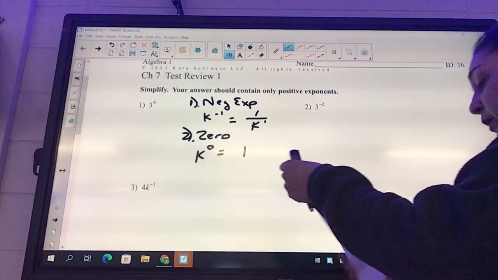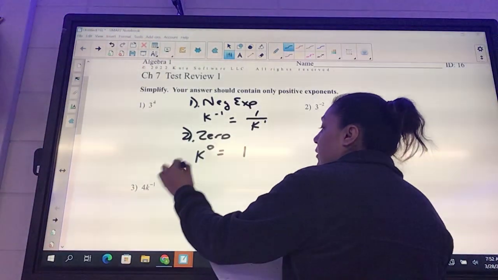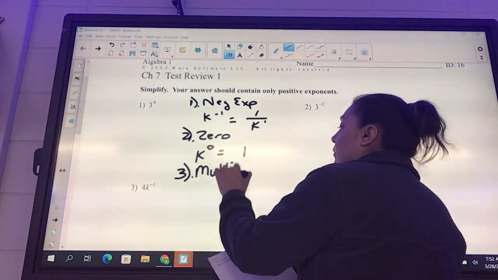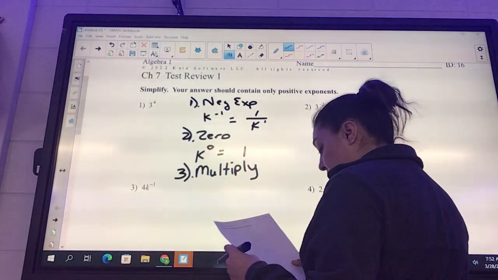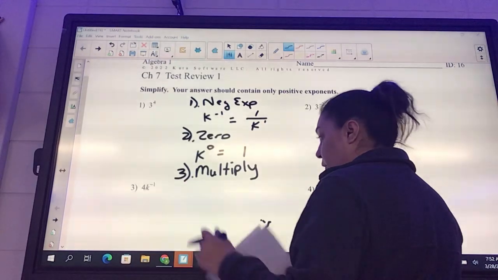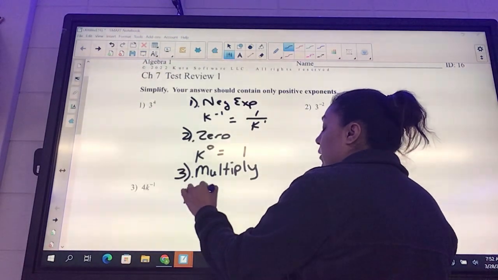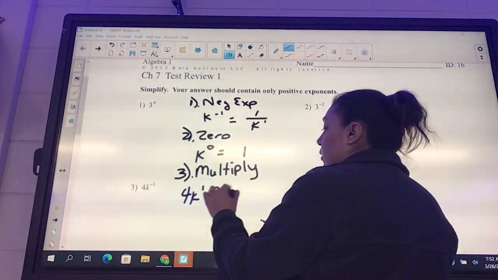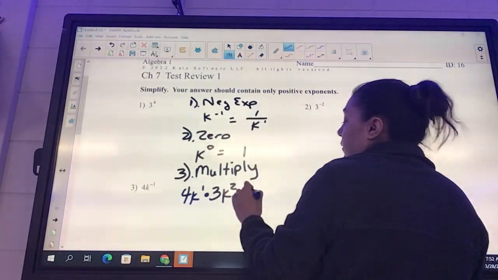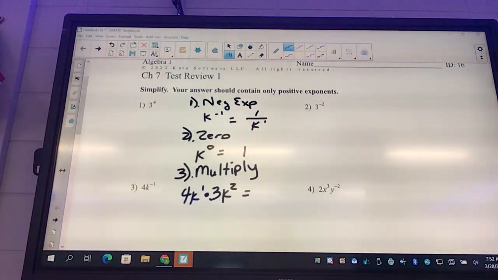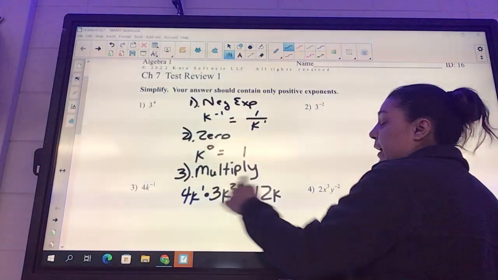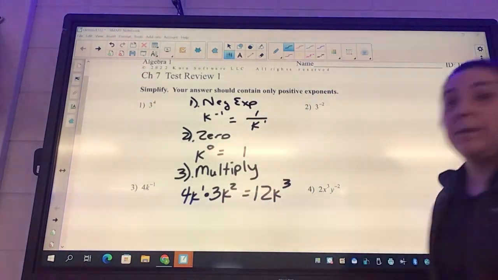What about multiplication? Multiplication is something like this. What do you do with the big ones? You're going to multiply them, so you're going to get 12. What do you do with the little ones? You're going to add them. So 1 plus 2 is 3.